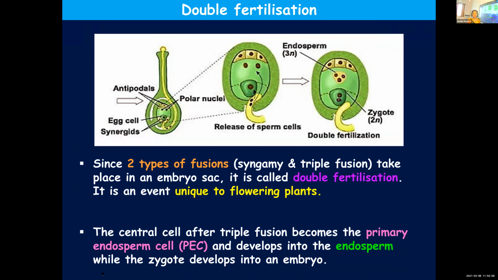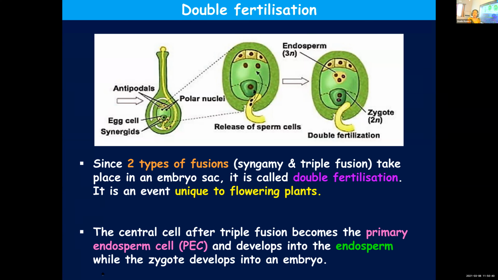And what happens to these structures formed after double fertilization? Two structures are formed. One is the zygote and the second one is the triploid primary endosperm nucleus. Zygote will develop into the embryo, whereas the triploid primary endosperm nucleus is present in the central cell.